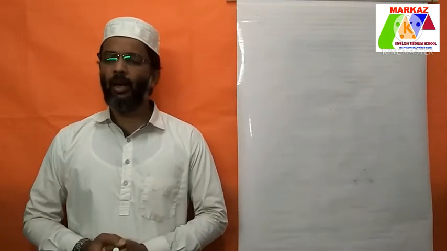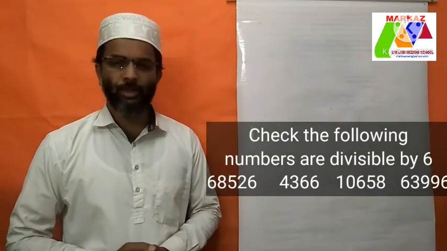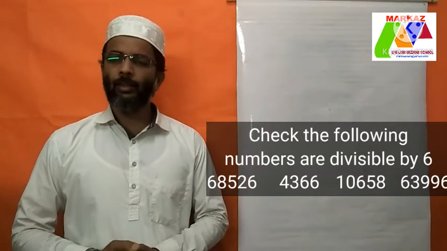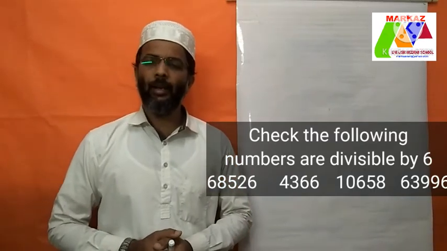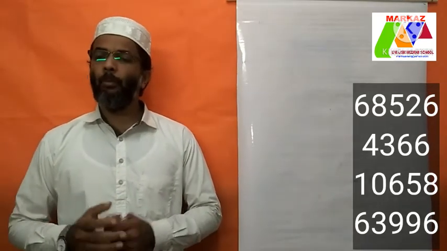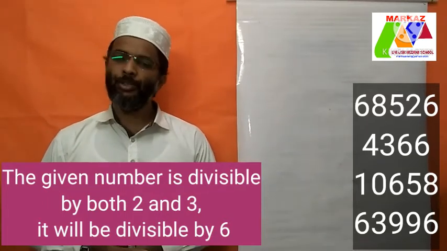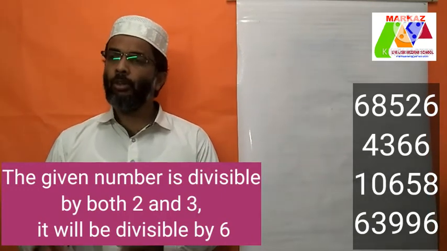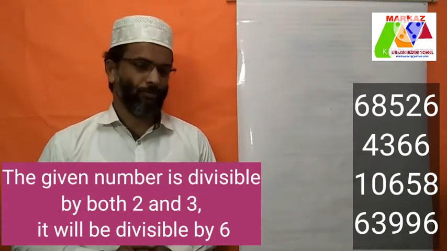Question number 4. Check whether the following numbers are divisible by 6: 68,526; 4,366; 10,658; 63,996. If the given number is divisible by both 2 and 3, it will be divisible by 6.